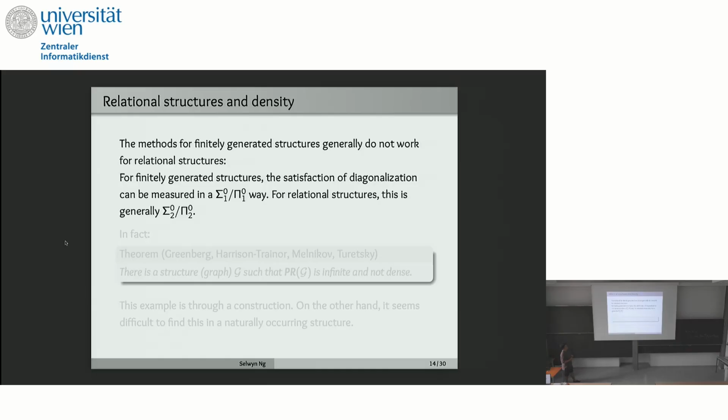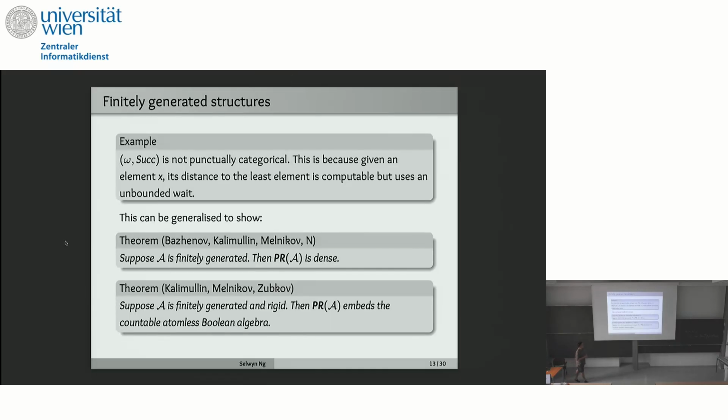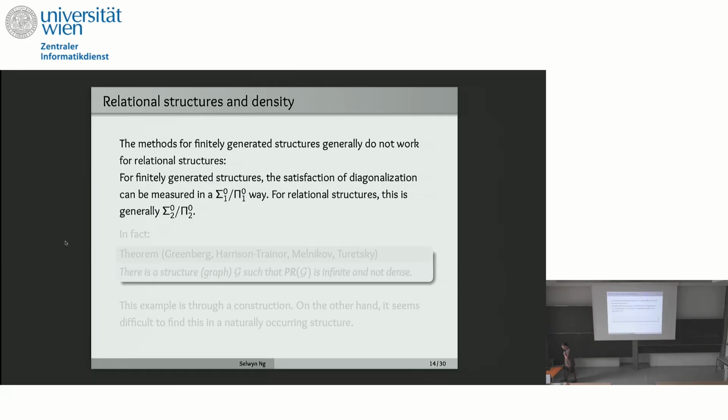So that was a discussion for finitely generated structures. So again, the result is every finitely generated structure has a dense PR degree structure. So the question is, what then can we say about structures which are not finitely generated? It turns out that the methods for those generally do not work, especially if your language is a relational one. The reason comes down to the fact that if your language is functional, then whether or not you succeed in doing certain tasks can be recognized in a pretty simple way. However, for relational structures, generally, this takes two quantifiers to recognize how you succeed, and this generally poses a big problem for showing denseness.